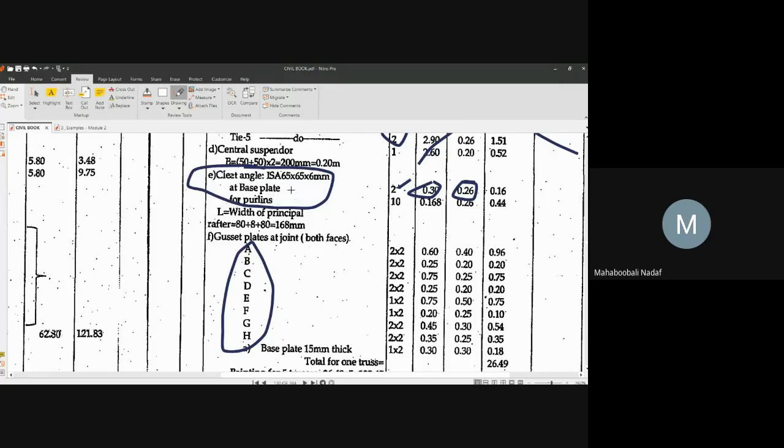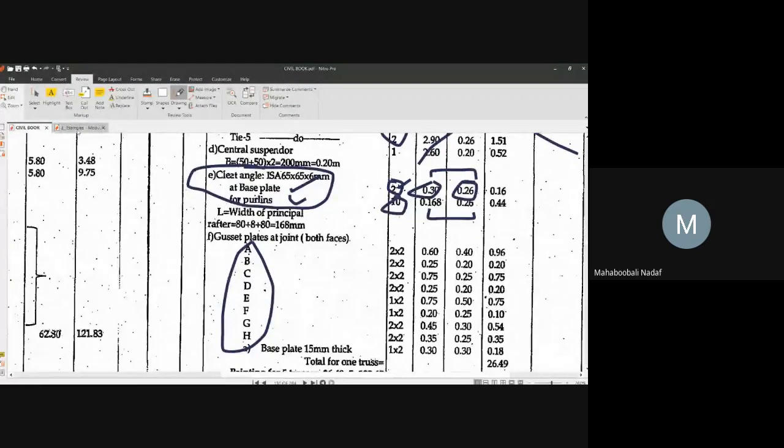Cleat angle for base plate, cleat angle for purlin. For base plate, you have 2 cleat angles. For purlins, you have 10 cleat angles, and its dimension is 0.3 by 0.26. And this dimension is 0.168 by 0.26. Whether it is clear for everyone?